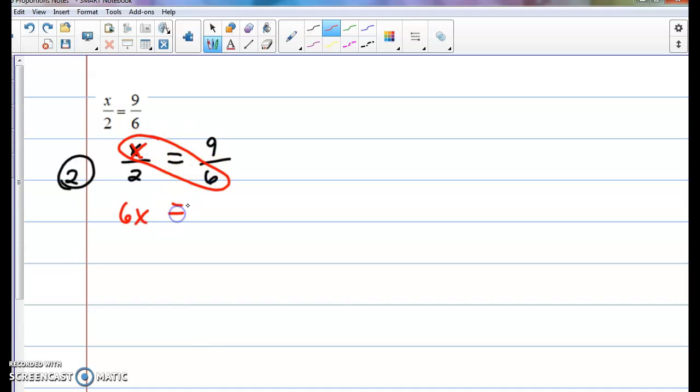Drop down our equal sign. 2 times 9 is 18. Last step to solve for x is to divide both sides by 6. 6's cancel, x equals 3.